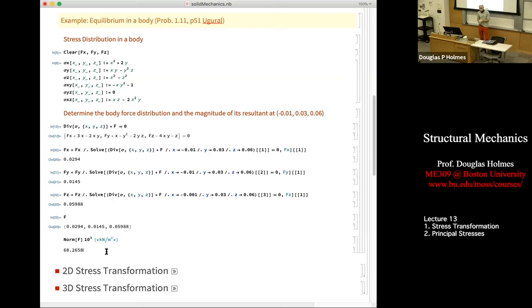Questions? No? Okay. We're going to switch gears and then come back to this notebook in a little bit. And we're going to switch gears by talking about stress transformations.